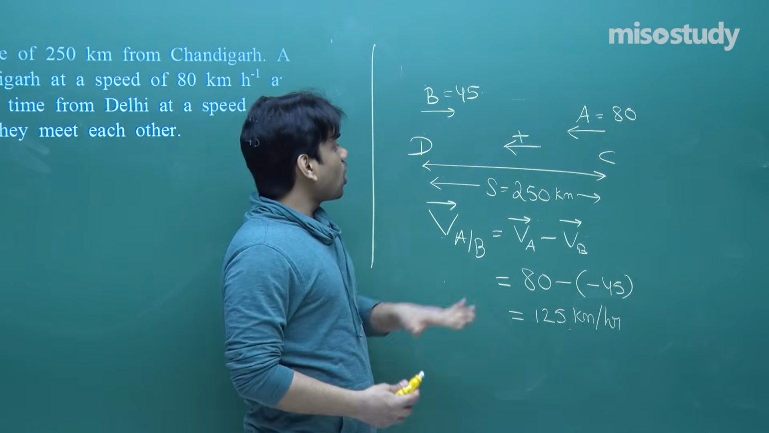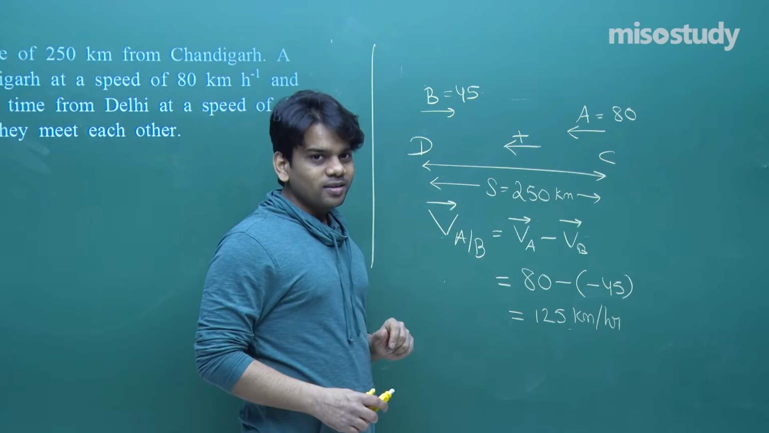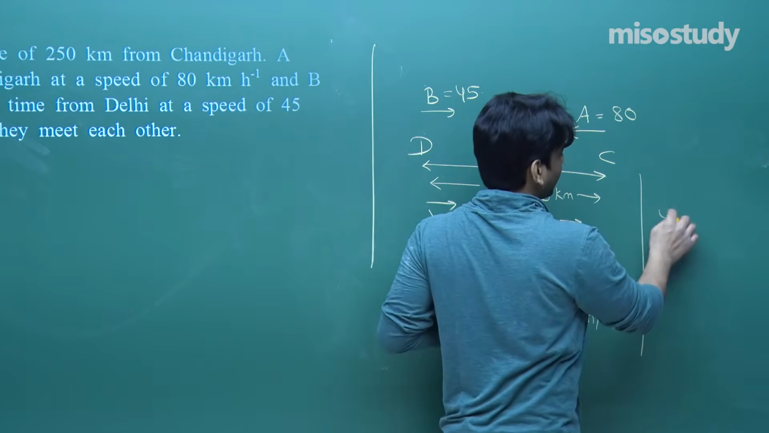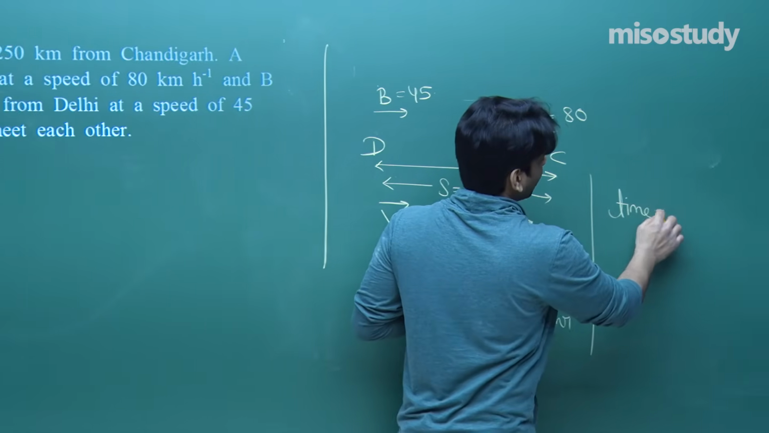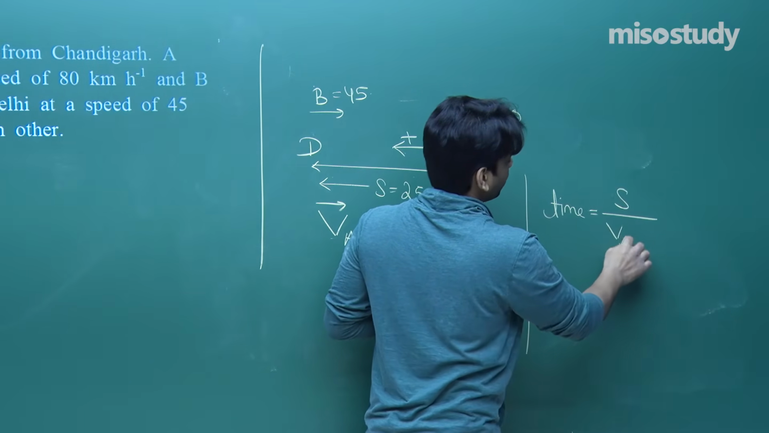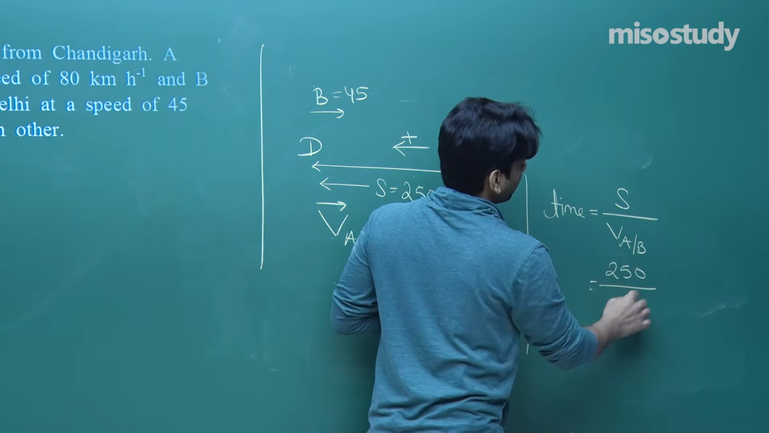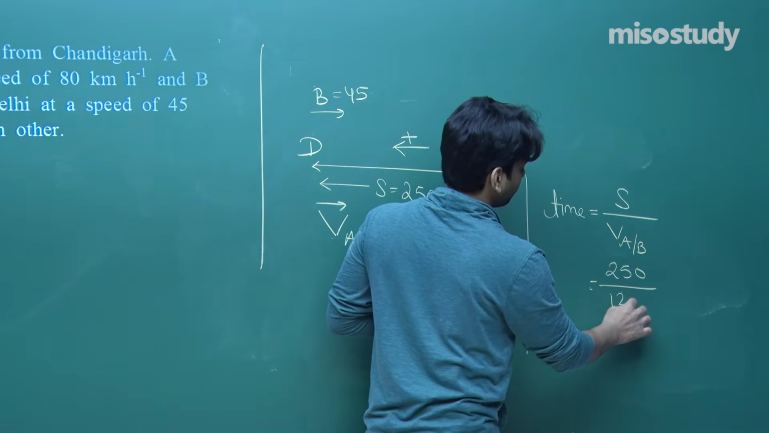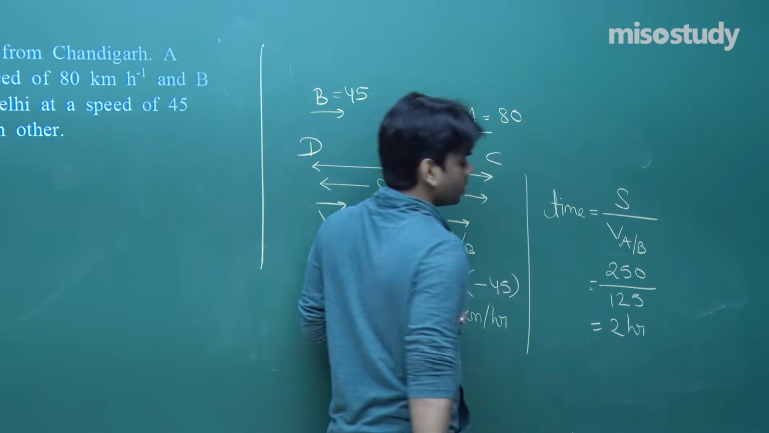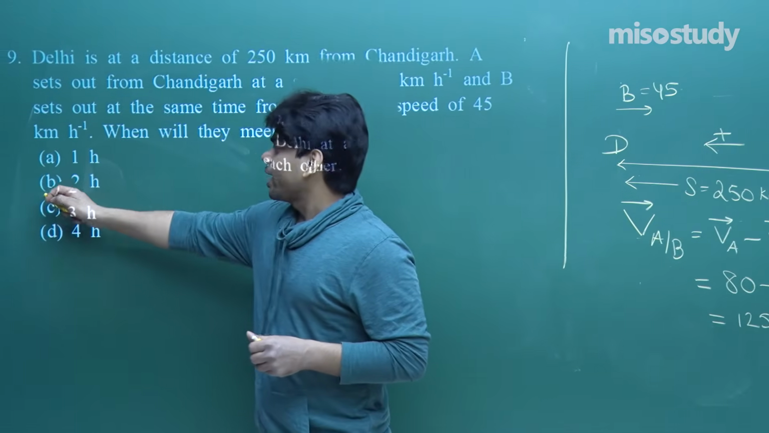Now if we stop B here only, A has to cover 250 km so that he meets B. The time taken, we are doing relatively, will be distance, that is S, divided by velocity of A with respect to B, that is 250 divided by 125, that will give you 2 hours as the required result. So easily we can solve this. So 2 hours will be the required answer. So option number B is the right result.